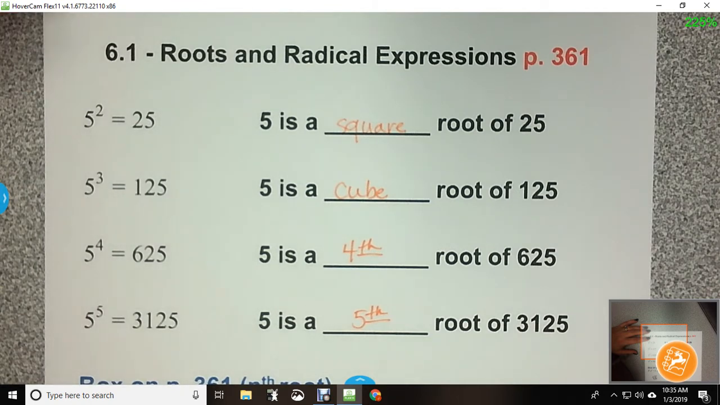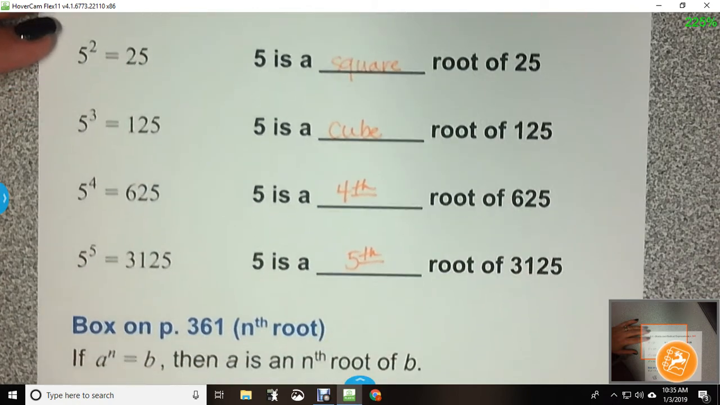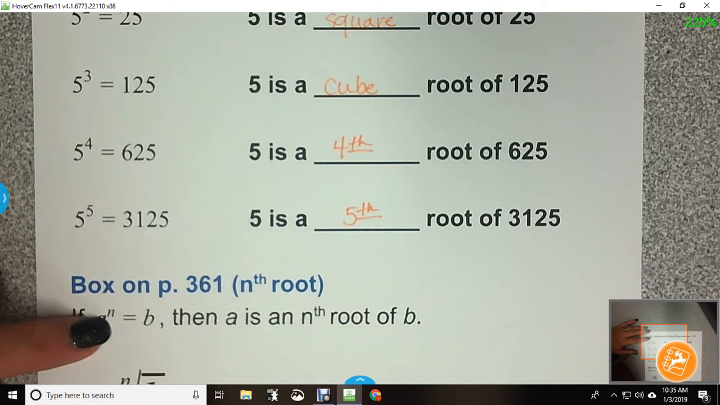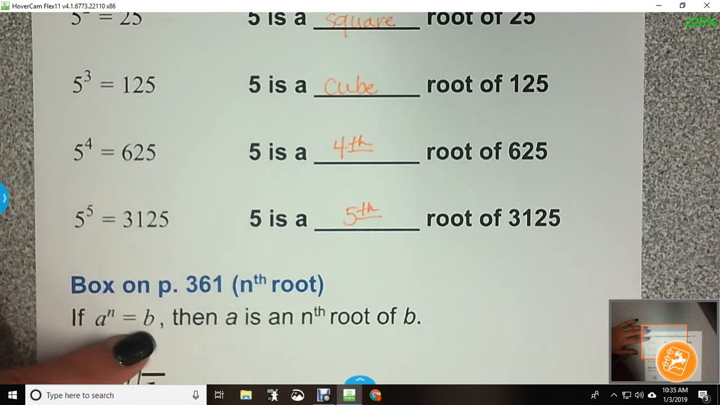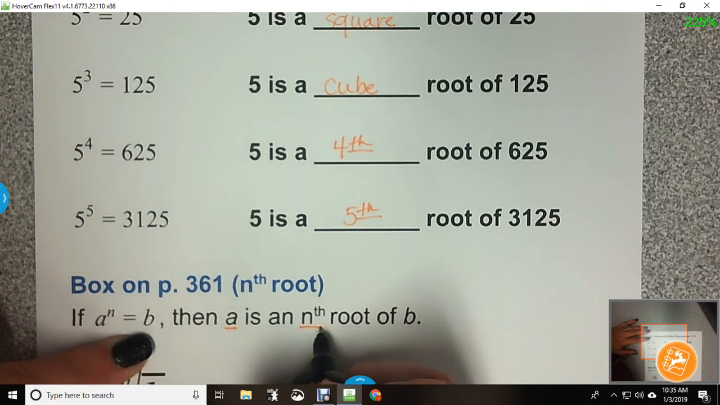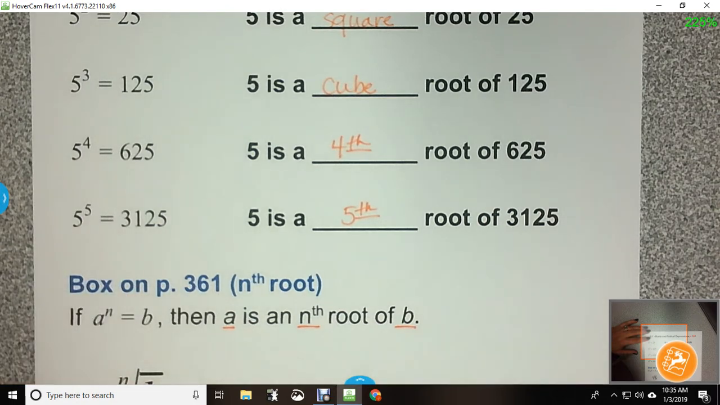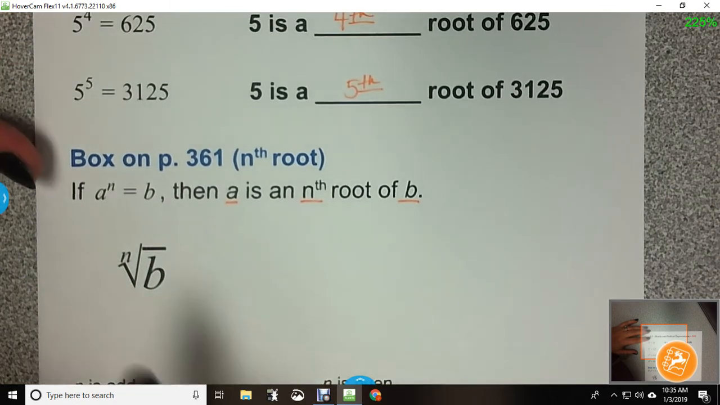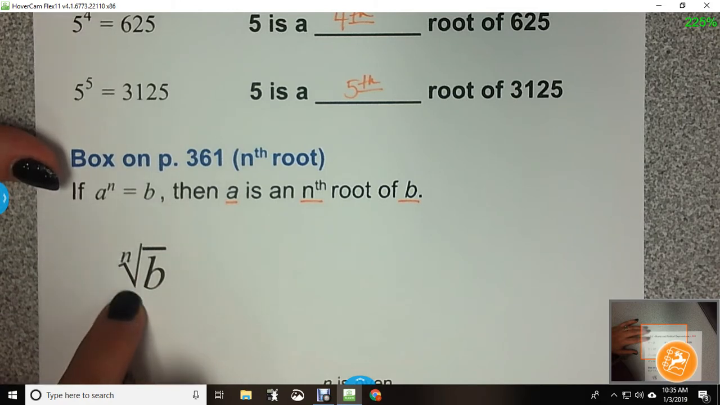Okay? And to put that in more general terms, in your textbook there is a box on page 361 talking about the nth root. It says if a to the nth power equals b, then a is an nth root of b. Okay, and here is how you write the nth root of b.